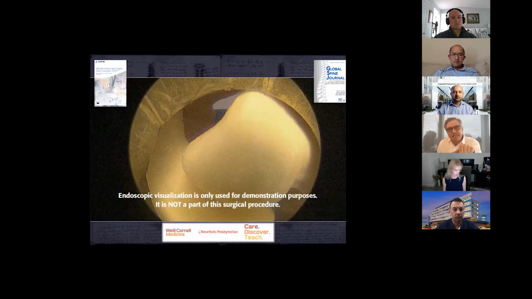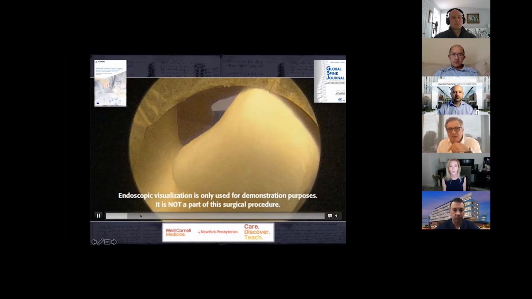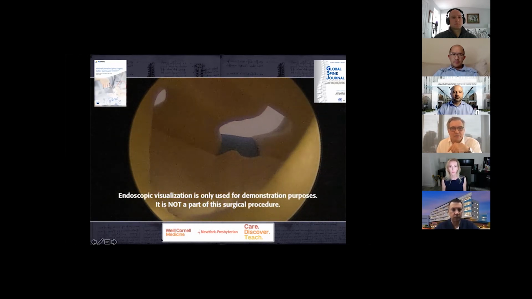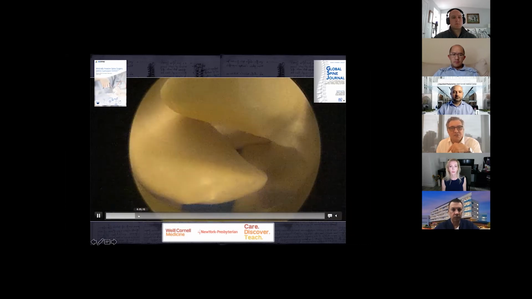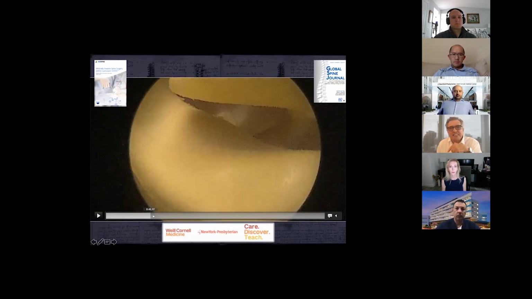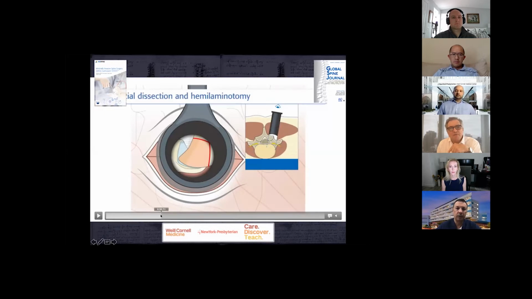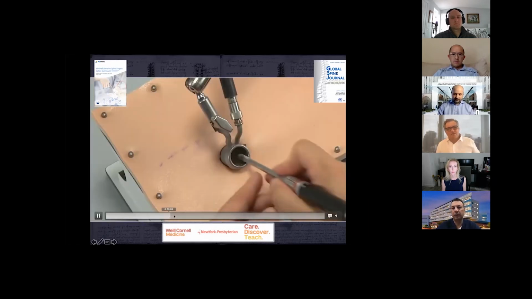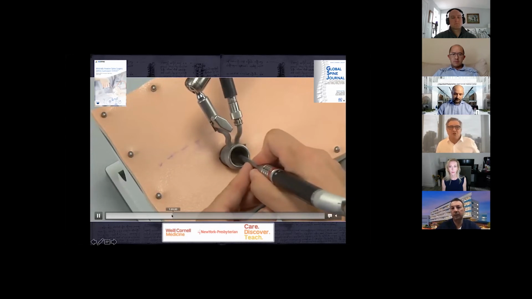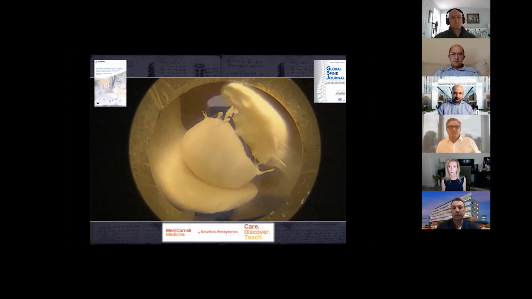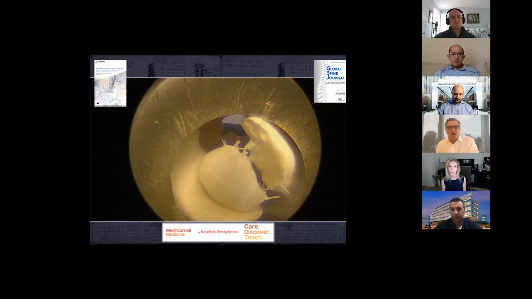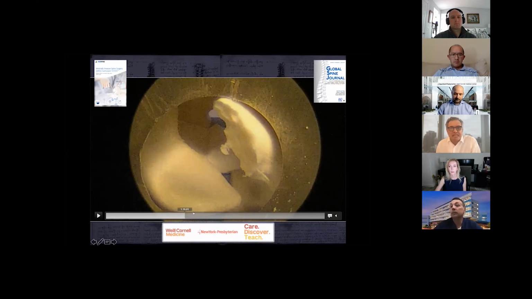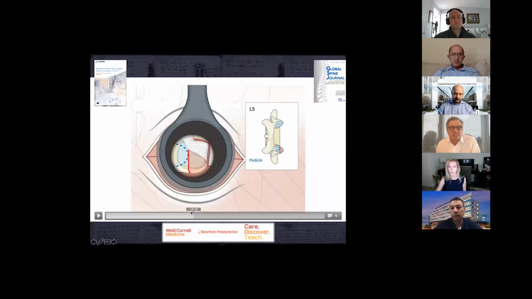You see the inferior articulating process here, and the superior articulating process below. We make the first cut under the microscope with a drill. Some surgeons use the osteotome, and then you disconnect the inferior articulating process of L4, and then you remove it with the pituitary rongeur. You do the same thing with the superior articulating process of L5.